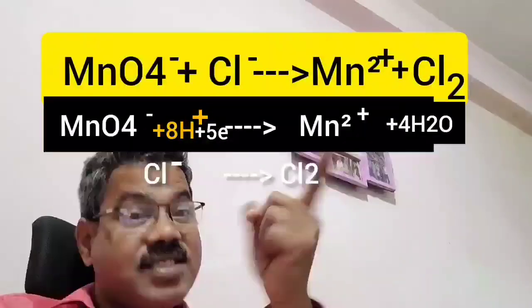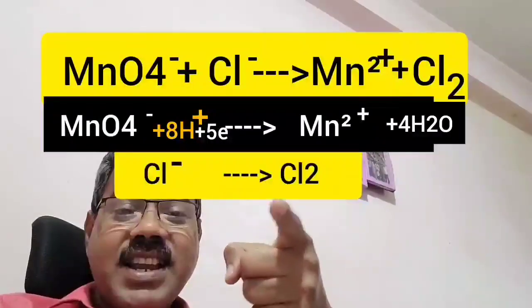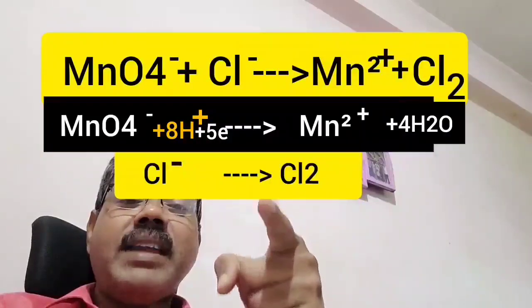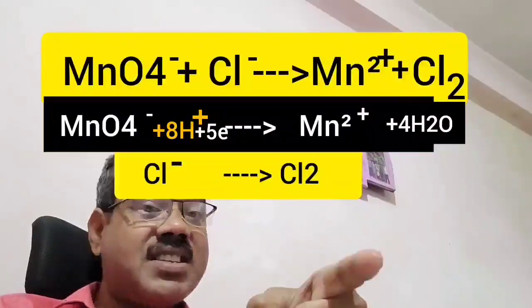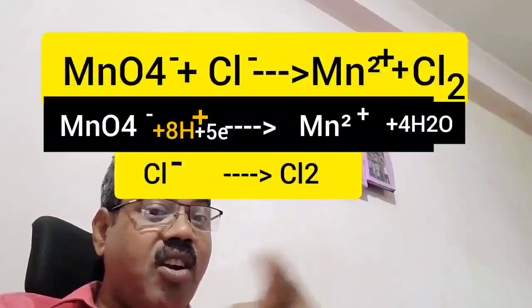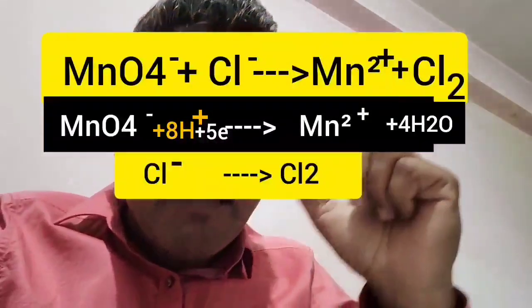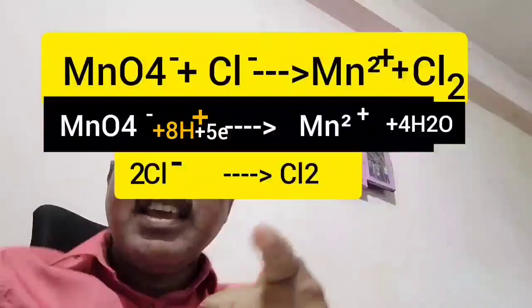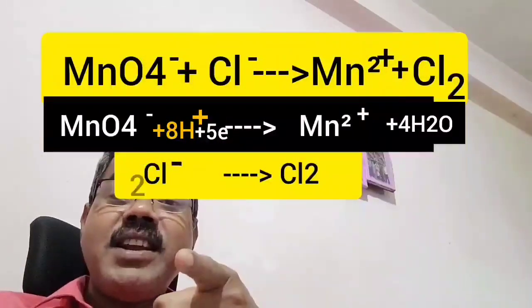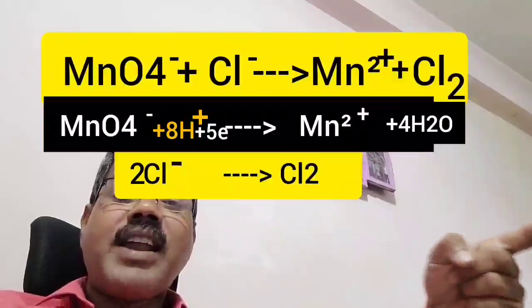Now you have to balance the second half reaction. You see, in the second half reaction, Cl minus is converted to Cl2. But the number of chlorine atoms are not same on both sides. To balance the number of chlorine atoms, you have to multiply 2 on the left hand side. If you multiply 2 on the left hand side, it becomes 2 Cl minus, and on the right hand side it is Cl2.